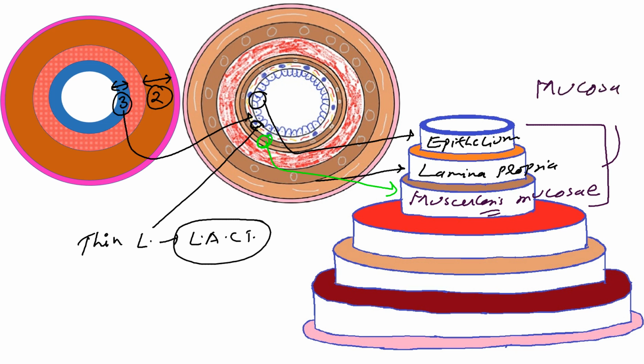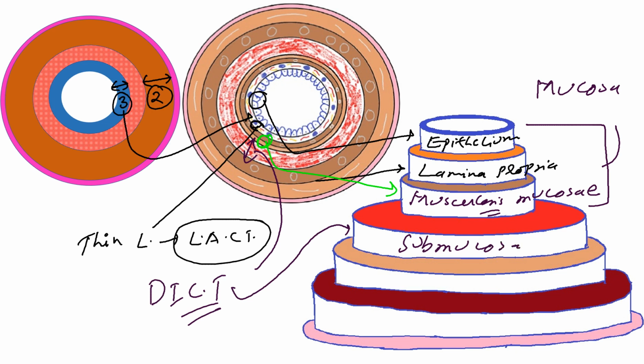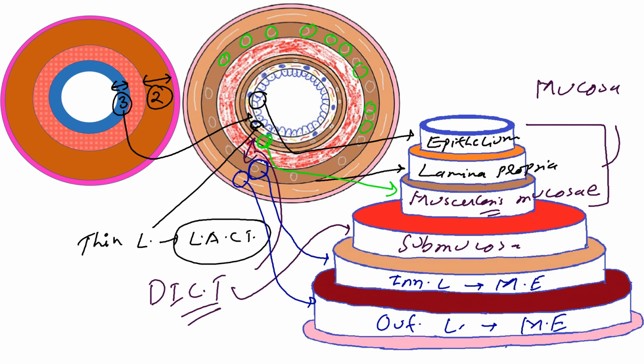Now outside the mucosa is a very large layer of dense irregular connective tissue, and that is called submucosa. This one is the inner layer of the muscularis externa, and this one is the outer layer of the muscularis externa. Now the inner layer of the muscularis externa has muscle fibers which are arranged circularly. It means the inner layer has circular smooth muscle fibers, while the outer layer has longitudinal smooth muscle fibers.